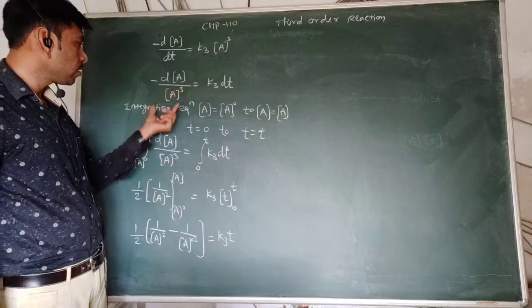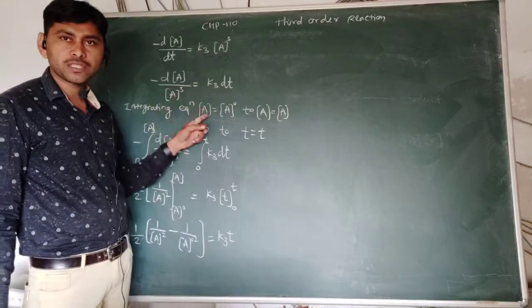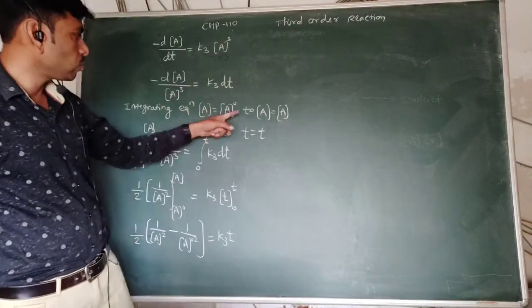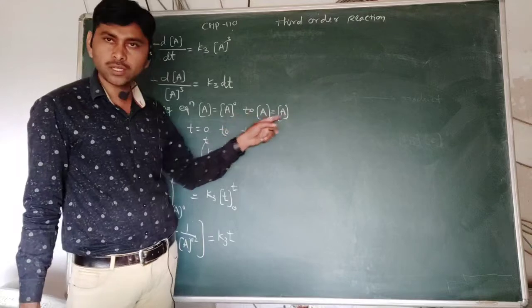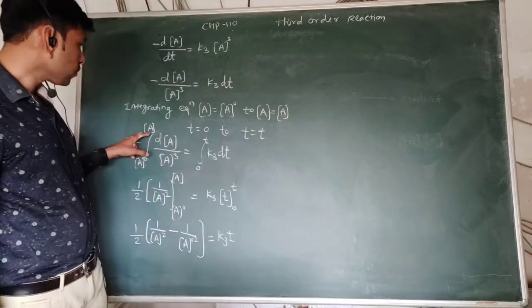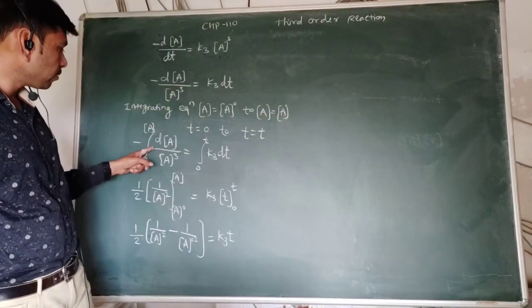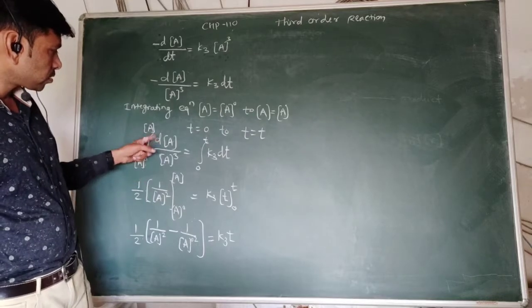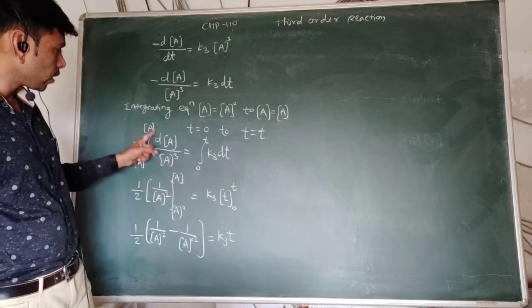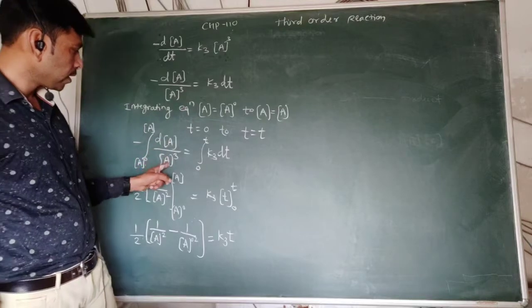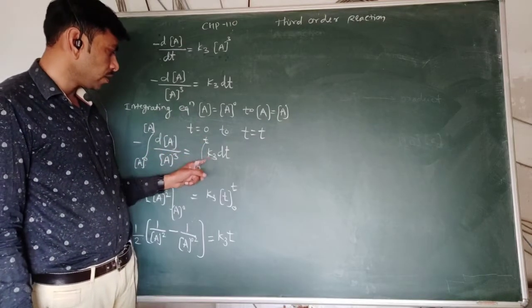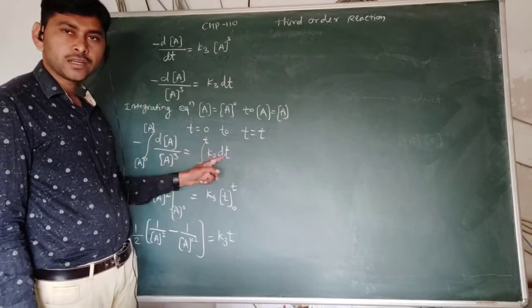we get this equation. By integrating this equation between the limits A equal to A0, the initial concentration, to A equal to A, so integrating from A0 to A, dA by A cube equals the integration from 0 to t of K3 into dt.